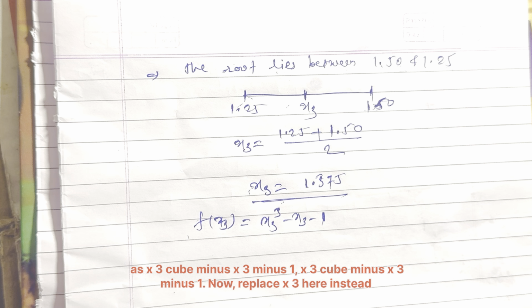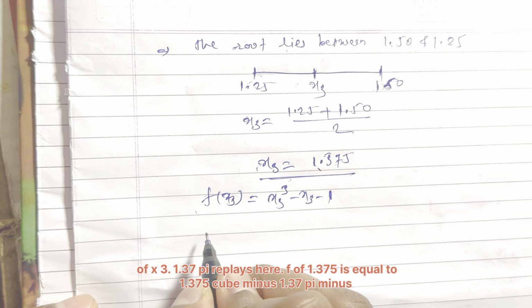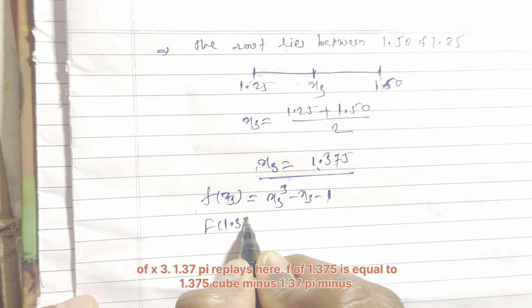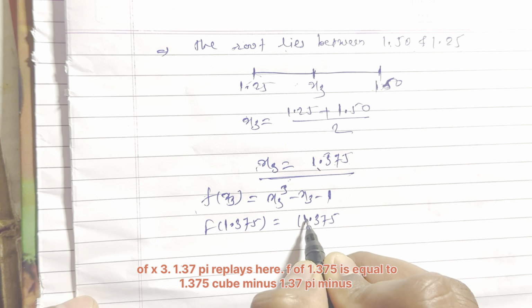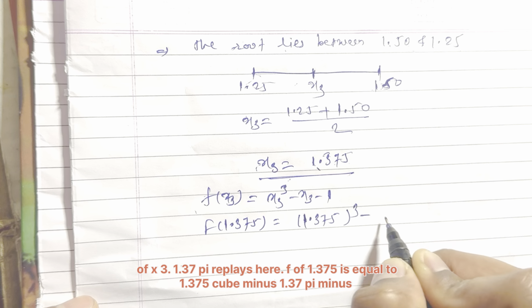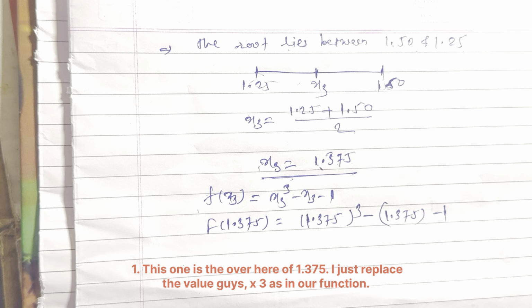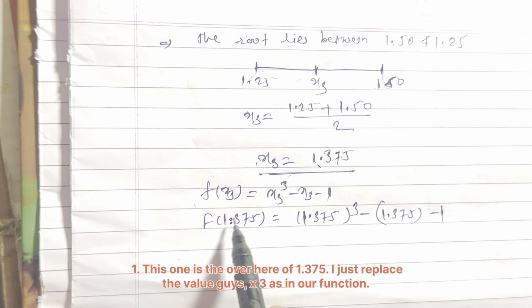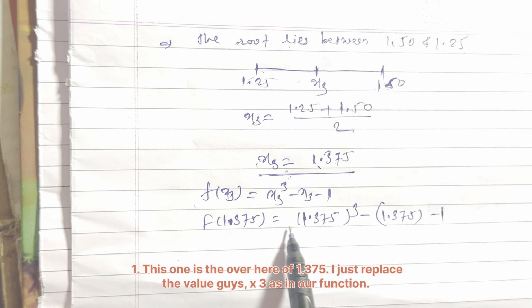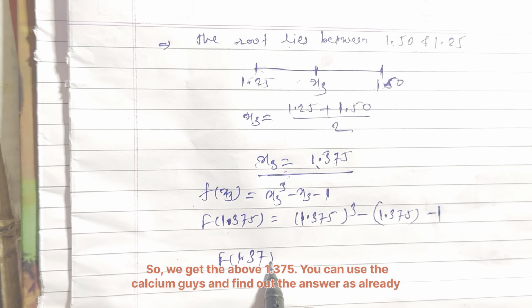Now replace x3 here instead of x3. 1.375 replace here. f of 1.375 is equal to 1.375 cube minus 1.375 minus 1. This one is our f of 1.375. I just replace the value of x3 in our function, guys. So we get the f of 1.375.